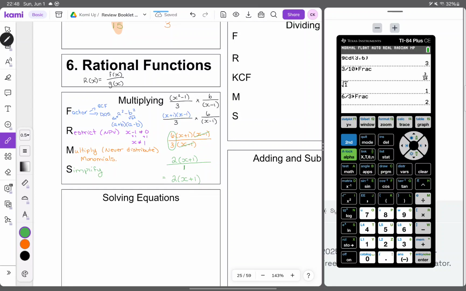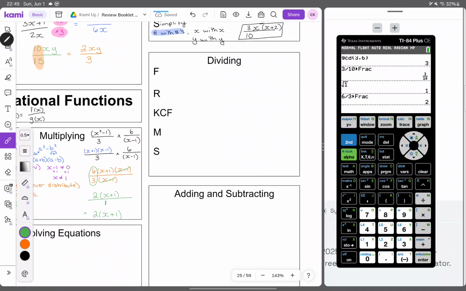So again, factor, restrict, multiply. So it might just mean smooshing them together. Don't ever distribute, only multiply your monomials. And then simplify. Okay, adding one more letter to our steps, we are going to move over to dividing.